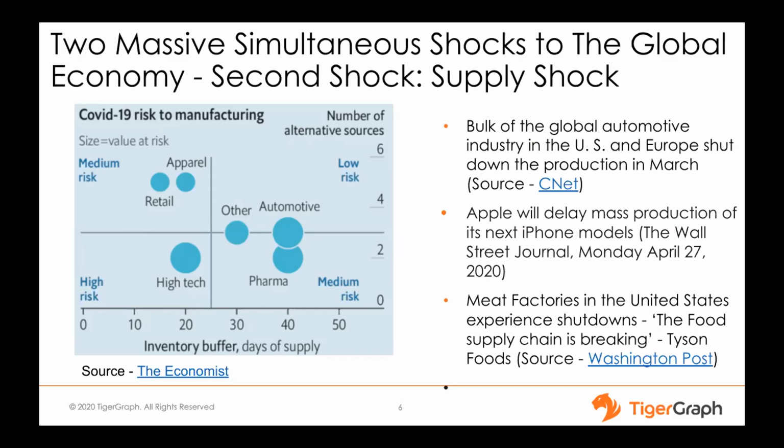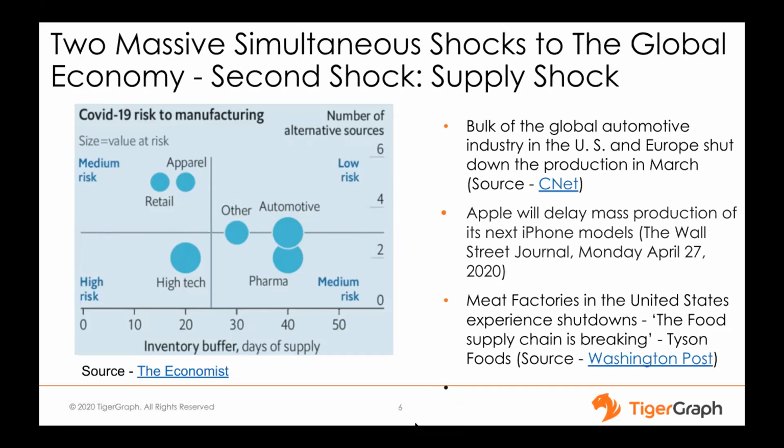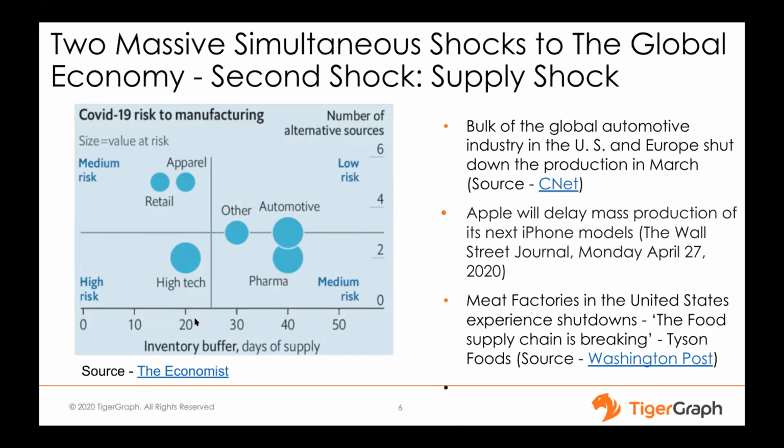This is The Economist issue from late February, where they try to assess the COVID-19 risk to manufacturing. This is based on Goldman Sachs research and a couple of other sources. You'll find the link right here, so you can go and check out the Economist article. It rates risk from medium versus high. And what's interesting here is the x-axis is inventory buffer in terms of days of supply.